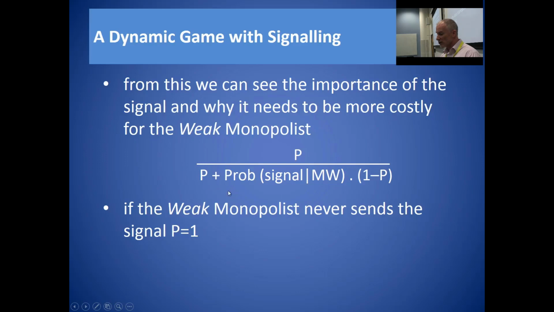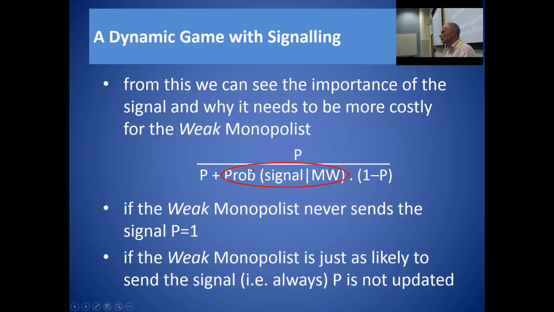So there you go. That's why that term there is crucial. If the weak monopolist never ever sends a signal, it rules out that the entrant will stay out of the market. It will always enter, because it will know that the monopolist is strong or weak. So, that's one case. What would happen though?